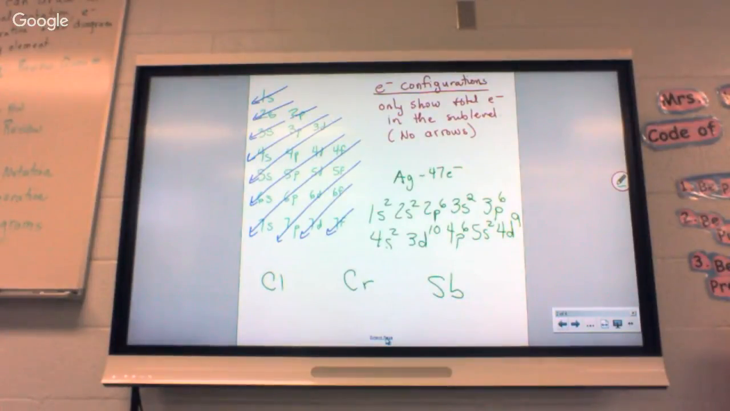Okay? Everybody got it? The whole thing? After 3p6, 4s2, 3d4. Are we okay on that? Alright, let's talk dot diagrams.